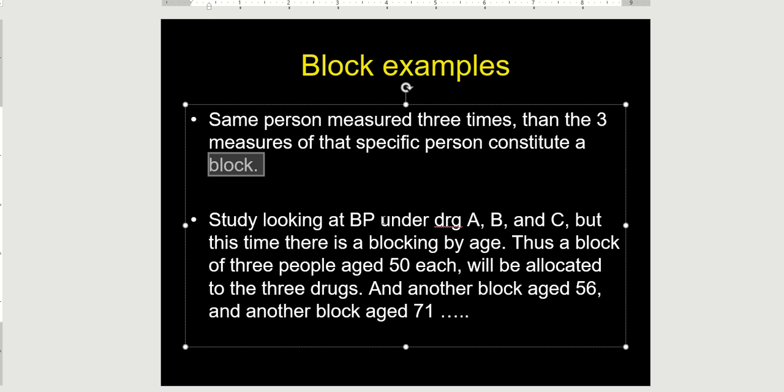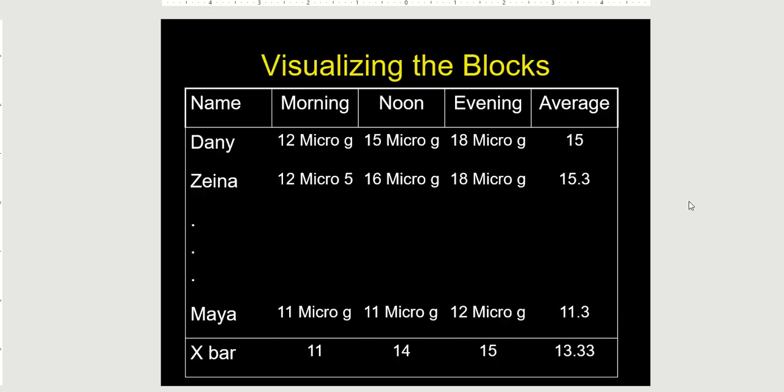Study looking at blood pressure under group A, B, and C, but this time there is a blocking by age. So this is just me saying that you do not have to block by the same person. You can block by something else, as long as you have some way to match between them. But as I said previously, in our course, we're always going to use a pairing or a blocking where it's the same person.